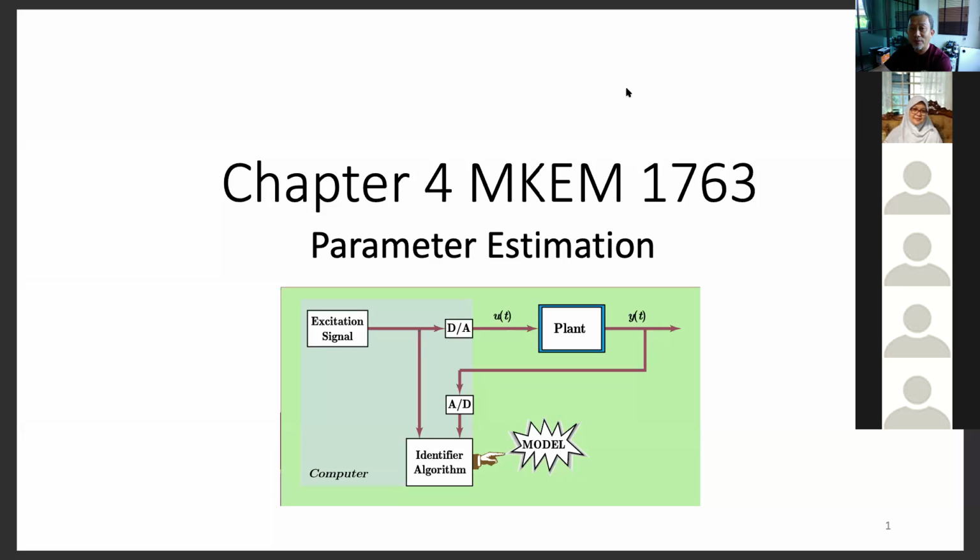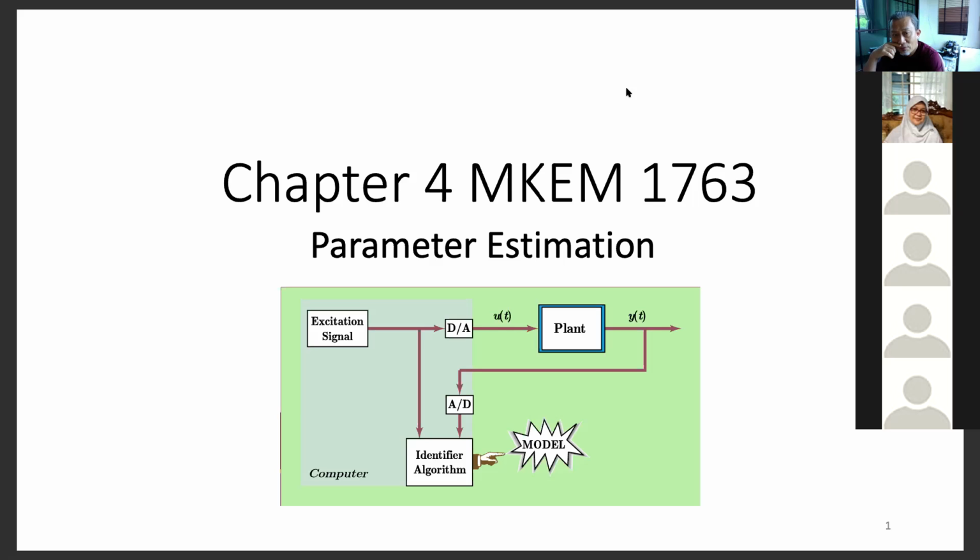Okay, right. So today we will discuss chapter 4, MKEM1763. The title is parameter estimation. We already looked at the experimental planning, the input signals, some analysis of correlations, and the model structure of the non-parametric and parametric models. And now we go to the next procedure, number 3, which is parameter estimation.